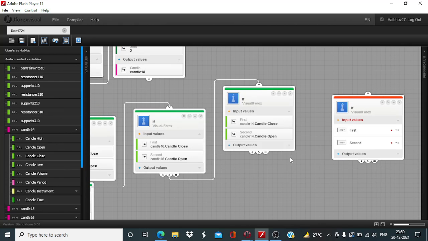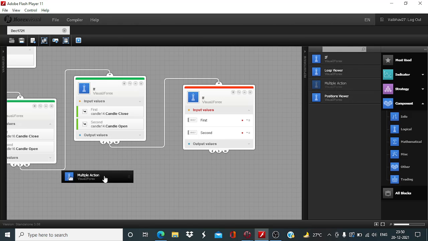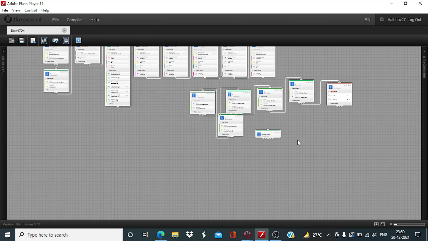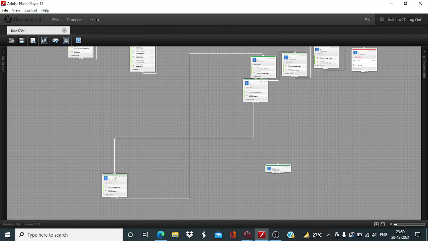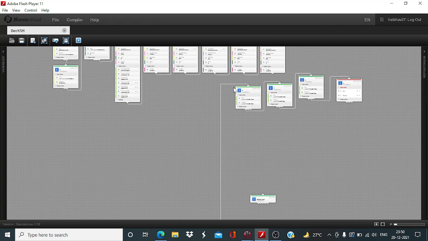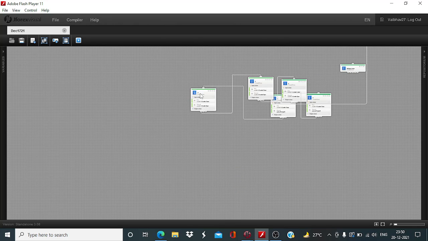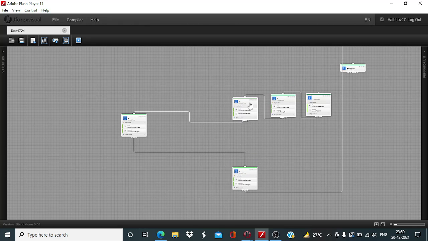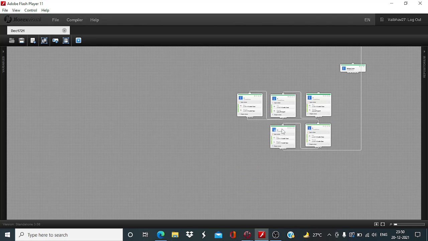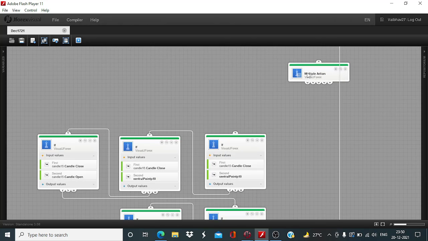Here the requirement is that first input greater than second input. Let me add one more multiple action block, which we will place on the lower side, and it will need to be followed by these logical blocks. I will join it here.